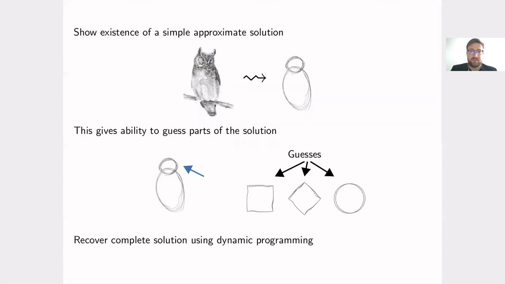And now the general approach, to be put very simply, is we take the optimal solution, we simplify it with tricks similar to this greedy approach. Then we are able to guess various parts of this solution, but only parts. But these parts can then be merged by a dynamic program to recover a complete solution.